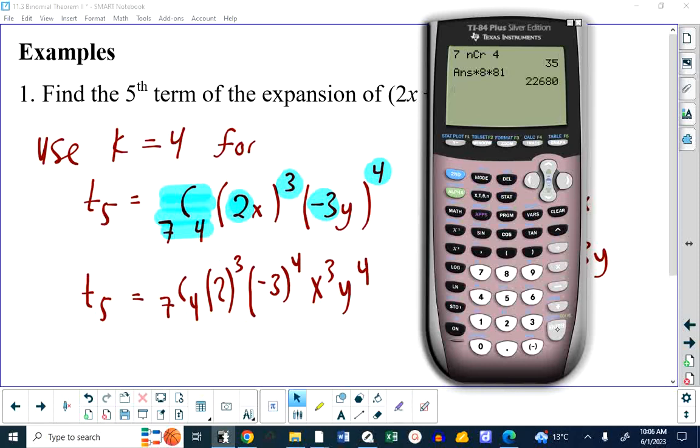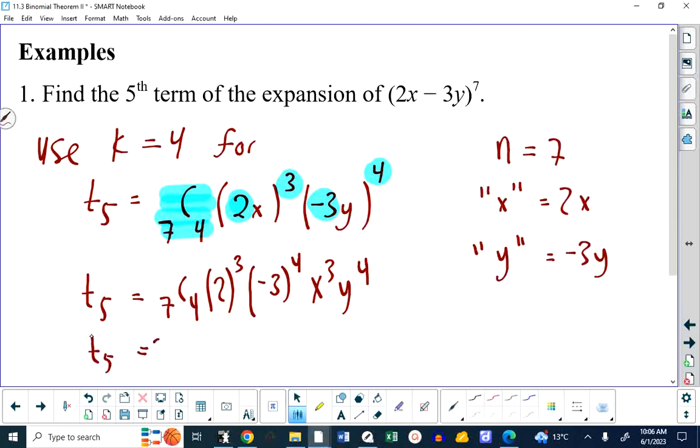I get 22,680. Okay. So the fifth term is 22,680 x cubed y to the 4.